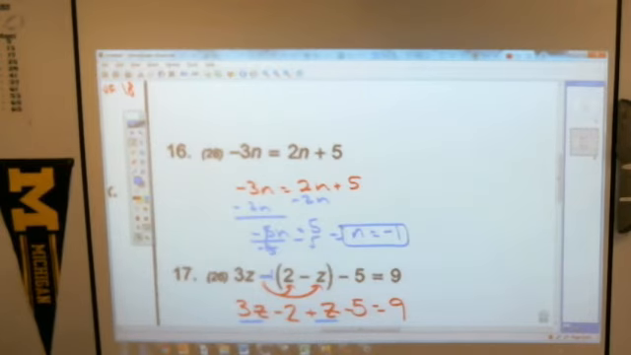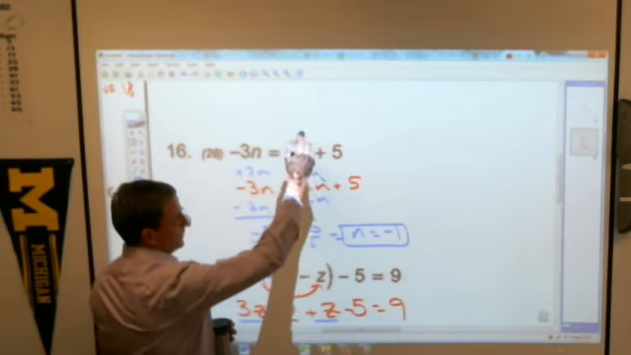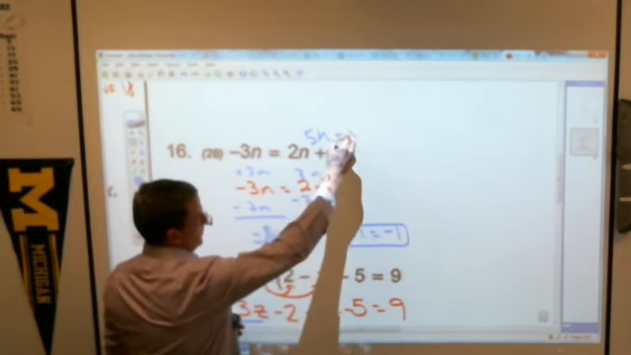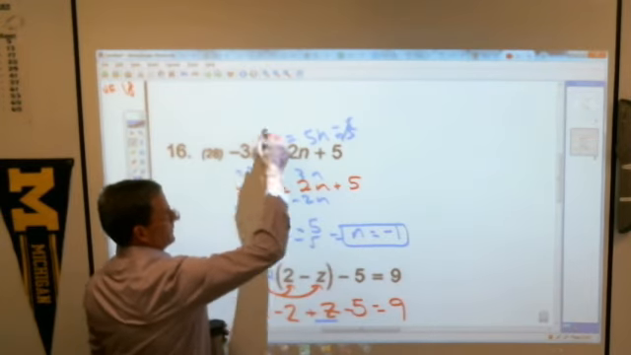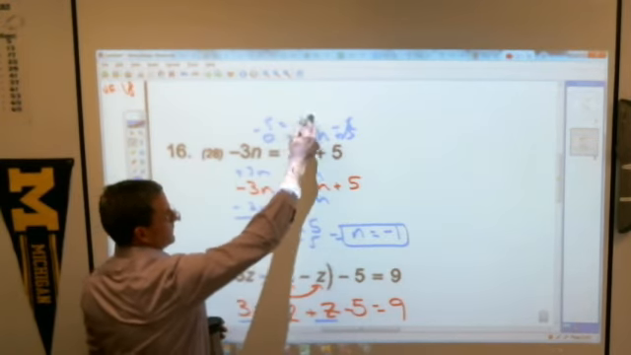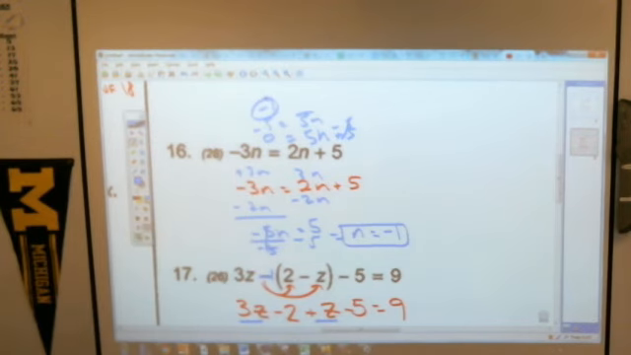If you didn't like to deal with the negatives, you could have added 3n to this and added 3n to that, and you get 5n. But then you get plus 5 equals nothing. So then you have to subtract the 5 to the other side. Negative 5 and 5n divided by 5, you're still getting negative 1. It doesn't matter, but little known things in math.